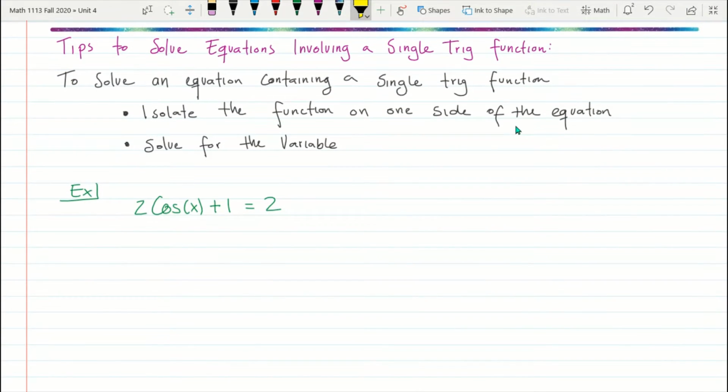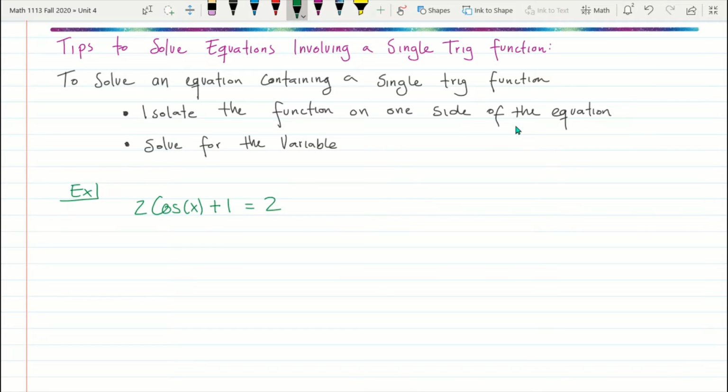Then, you know, let's talk about some tips or some methods to better solve these types of equations. So whenever you have a single trig function in an equation, what you want to do is pretty much isolate the function on one side of the equation, right? So move everything out to the other side and then solve for the variable, right? Kind of like you would do in algebra. So let's go ahead and do that here.